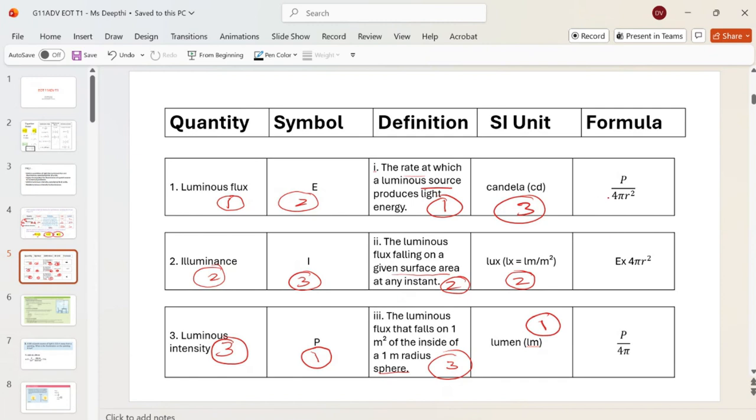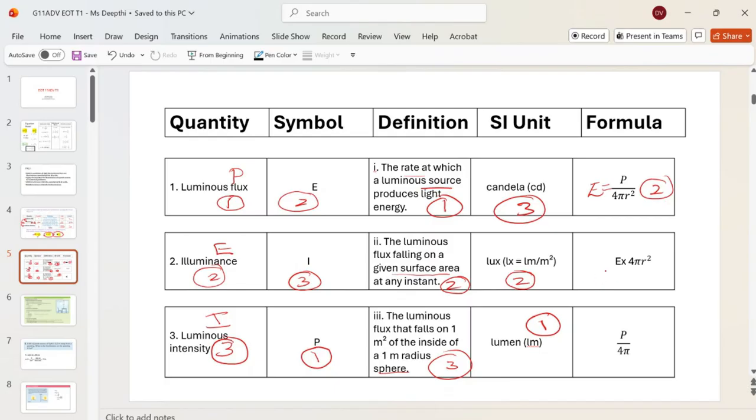Now you know the equation for luminous flux. Luminous flux is P, right? It's P, and illuminance is E, and the luminous intensity is I. So which of them have these equations? Can you tell me? One of them is in your equation sheet. You know that E is equal to P by 4 pi r square, right? So it is the equation of the illuminance. So this falls for second.